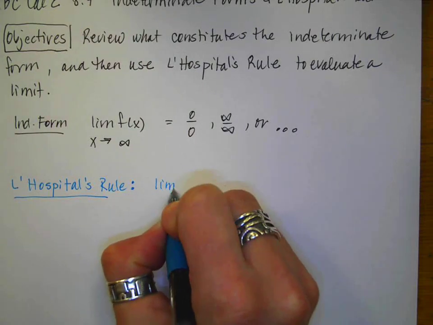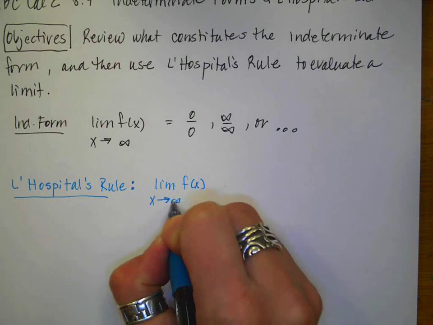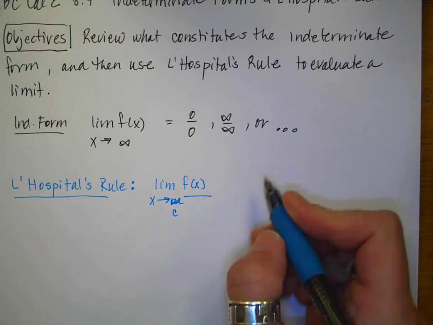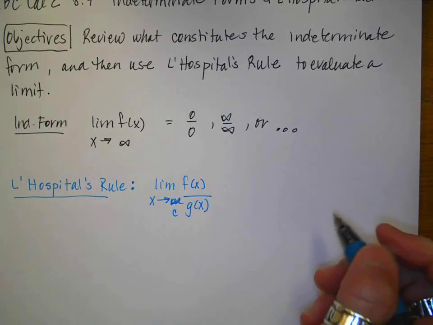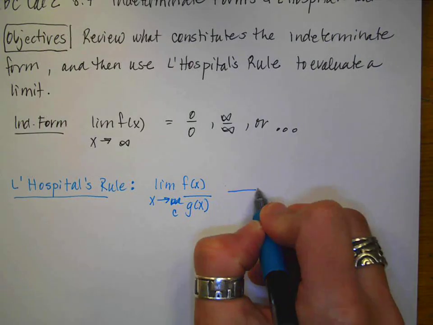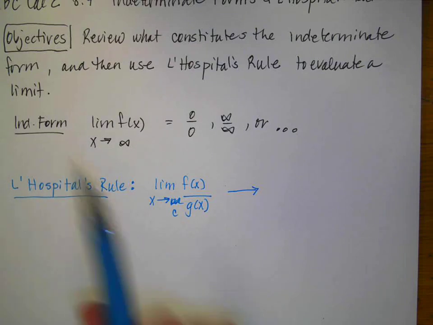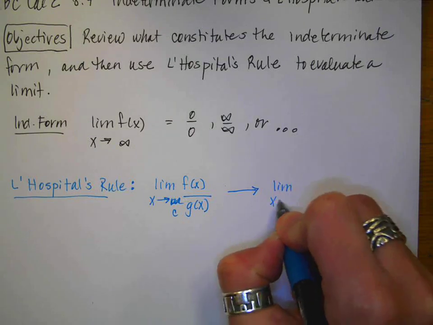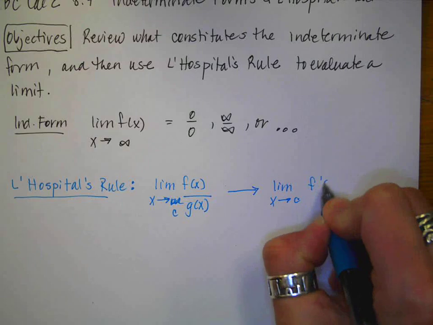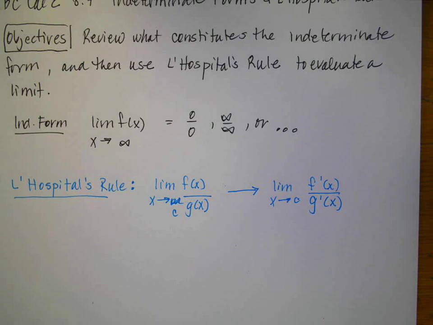So then what this says, if I'm trying to take the limit of a rational function, or maybe even as x approaches c, it doesn't have to necessarily be infinity. So let's say I'm trying to take the limit of a rational function, and I run into the indeterminate form. Once I show the indeterminate form exists, then I can do L'Hôpital's Rule. And so the way that it works is I just take the derivative of the top, and I take the derivative of the bottom, and then I attempt to do direct substitution.